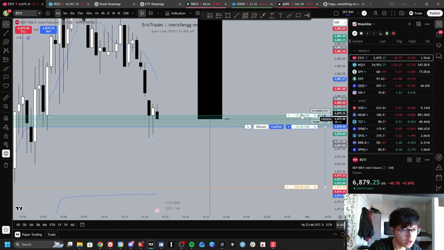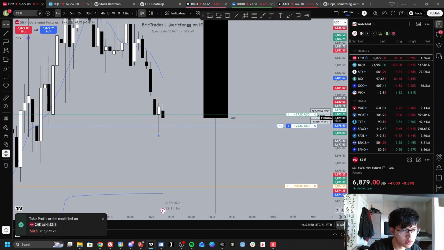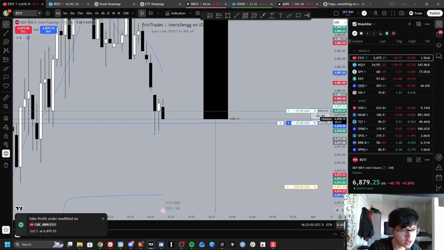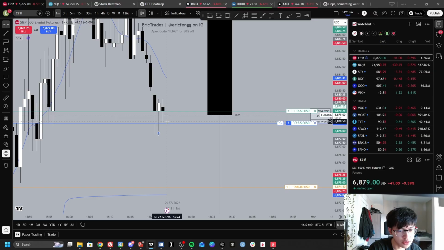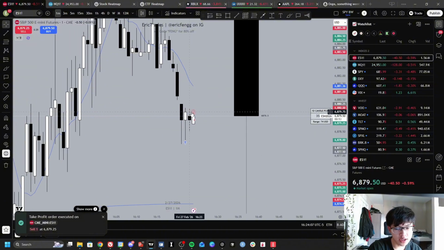Let's try 37. So if it just moves up a tiny bit, then it should kick us out. Notice how the candle is moving. Now we have a new 1 minute candle. It's going to update, and this timer shows how much time is left in the current candle. So we can see price just executed our take profit.